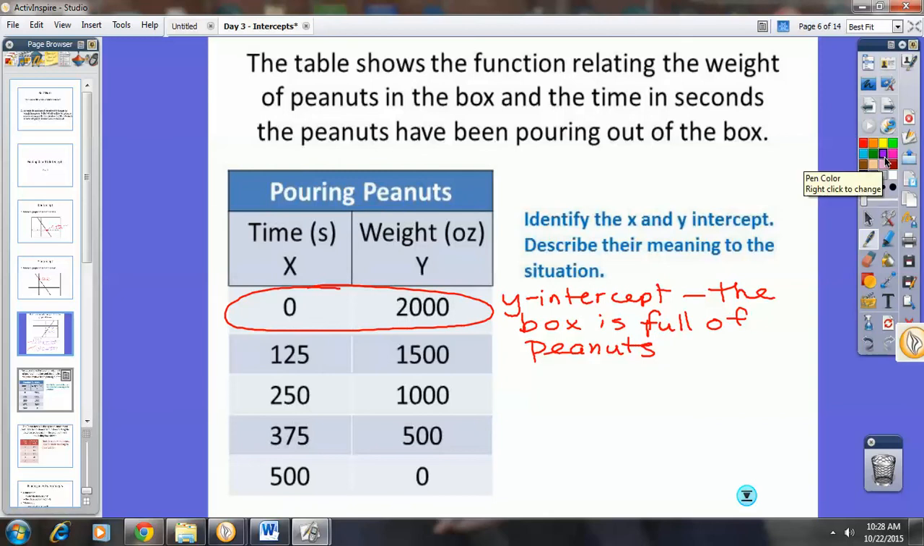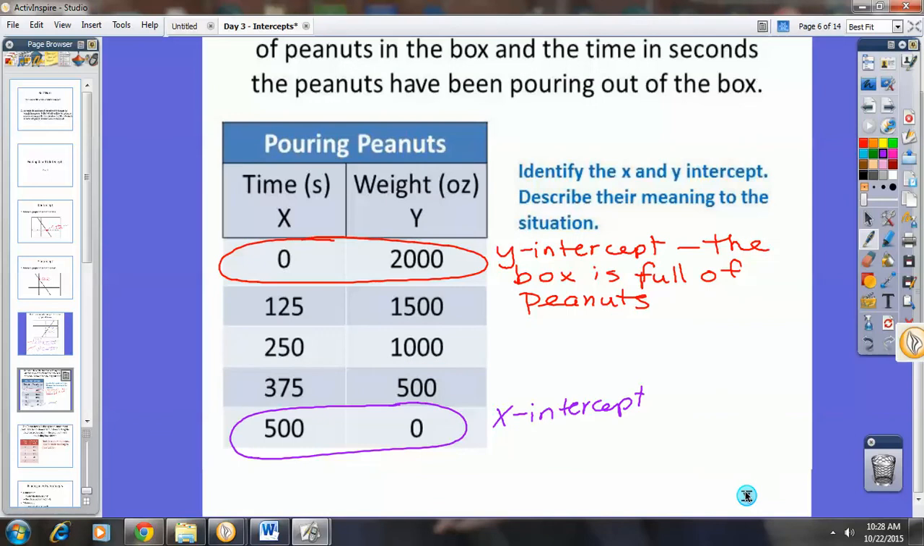What ordered pair would you claim as the x-intercept? Alyssa? This last one. 500, comma 0. That would be our x-intercept. 500 seconds have passed, and the box weighs 0 ounces. So what do we know about the box at this point in time? The box is empty, and that would be a perfect description.